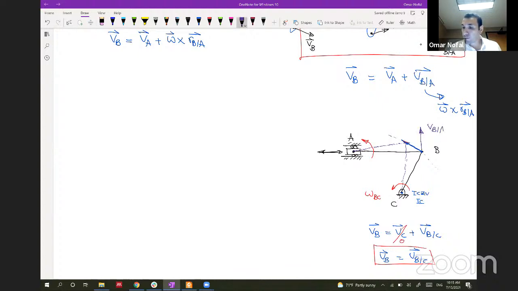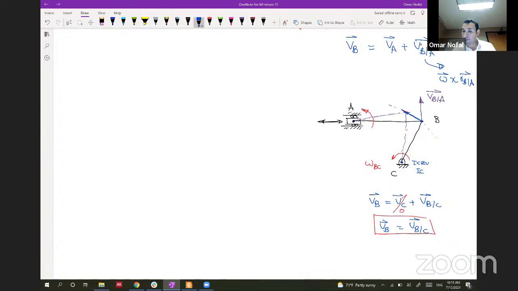VB with respect to A. Because this body has an omega in this direction, and if we multiply the omega cross product by RBA, it will be perpendicular to this line, and A is moving, so you should be careful when you are getting this. So we can say VB will be equal to VA plus VB with respect to A. Right now, VA is not equal to 0, so we have VB with respect to A, and it's perpendicular to this line. So this is how we can get the VB in a different way.